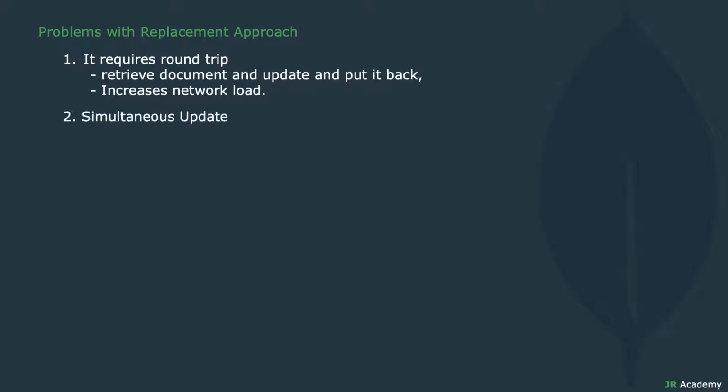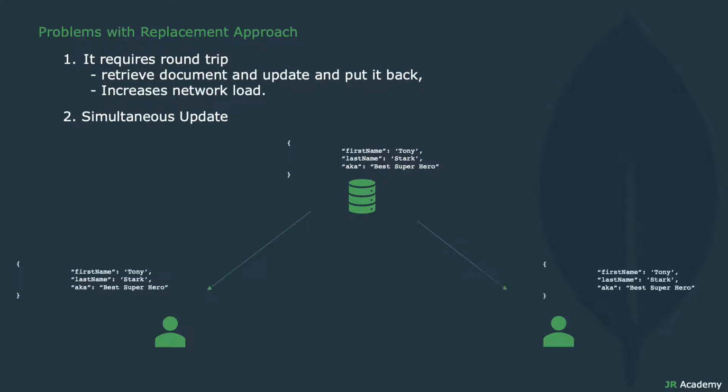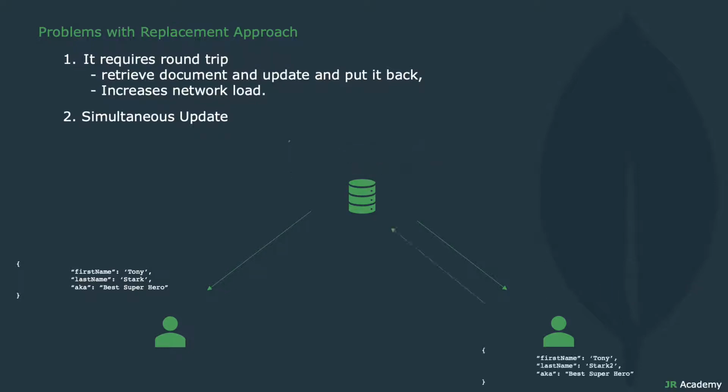And another problem with this approach is the simultaneous update. So for example, we have two users, user 1 and user 2, and both are trying to update this Tony Stark simultaneously. And for that, let's say both users retrieve this value as first name Tony, last name Stark, and latestSuit is 85. And then user 1 is still updating, and user 2 updates this last name, something like Stark 2, and then he puts it back.